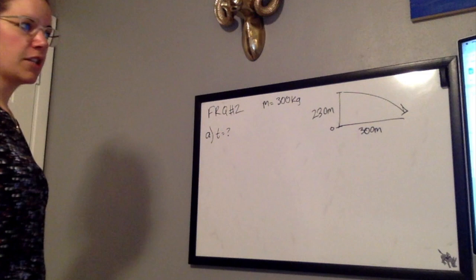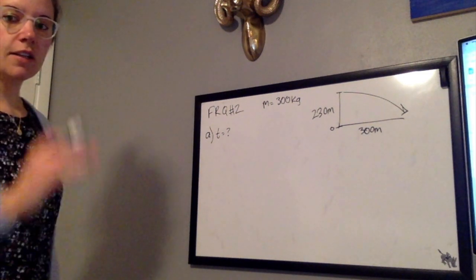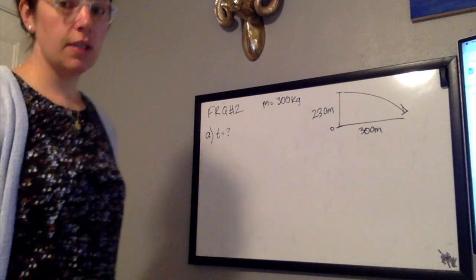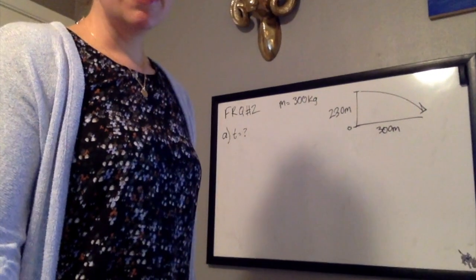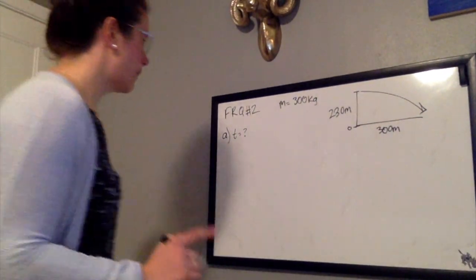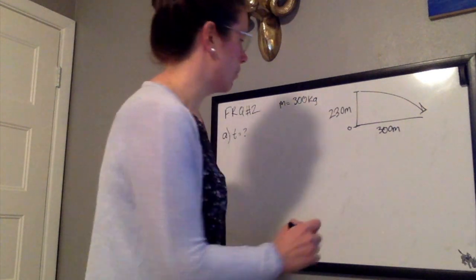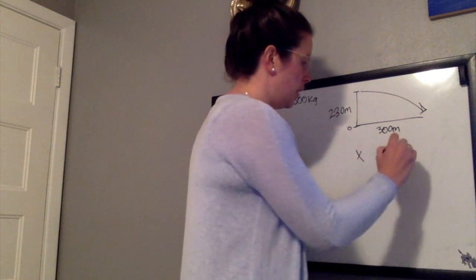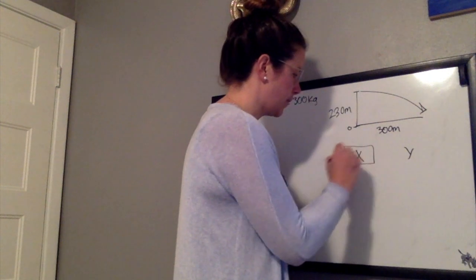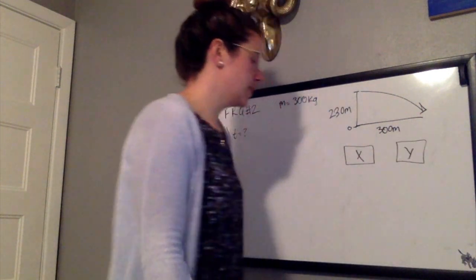Immediately when you have projectile motion problems, you should be dividing this into your X and Y components and thinking to yourself, these are independent of each other, except for time. Time can be in the X and the Y. So I'm going to draw my table here: all my X variables, all my Y variables.